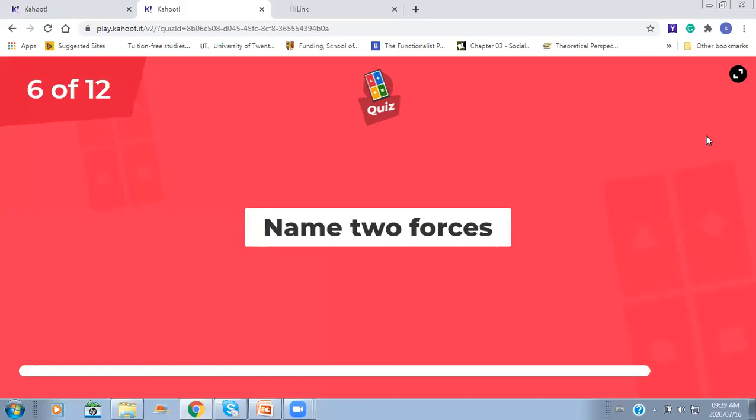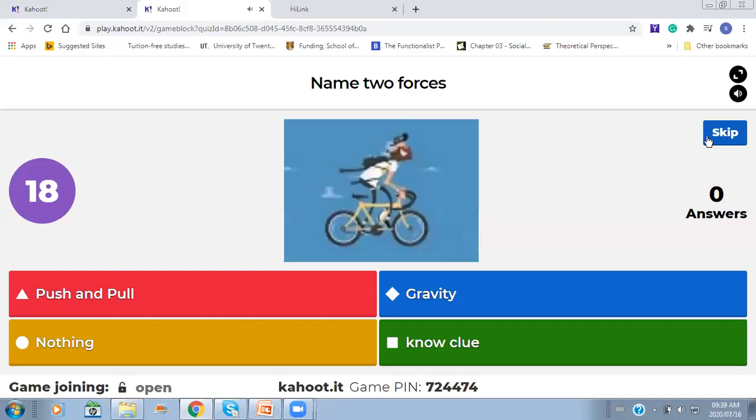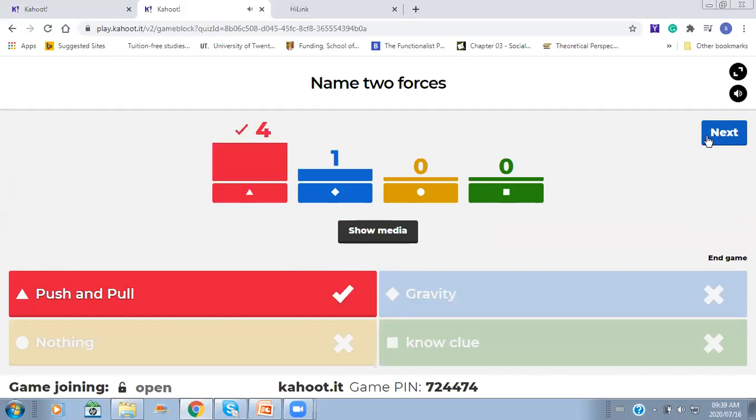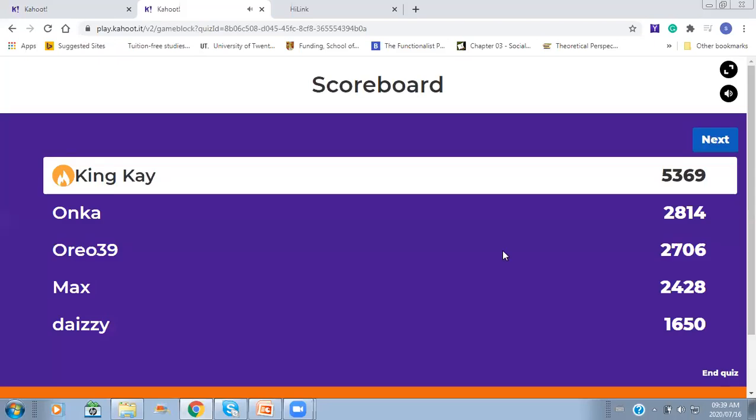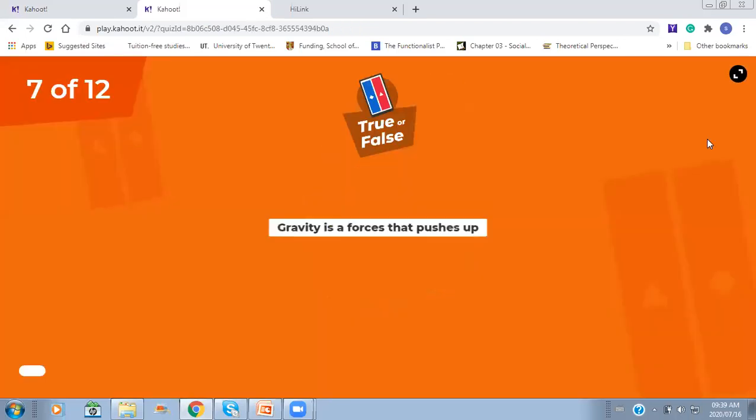Okay, so this one is coming again. Name the two forces. Those of you who didn't get this question, you are supposed to get it now. All right. One person still got it wrong. Let's see whether there is improvement. Okay, still K followed by Onka, Oreo, and Max. Let's have fun. Let's go on again.